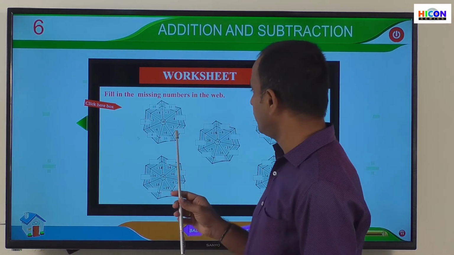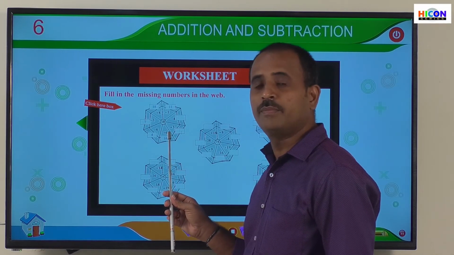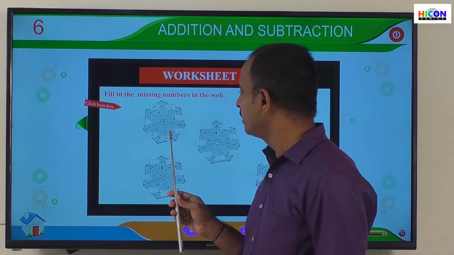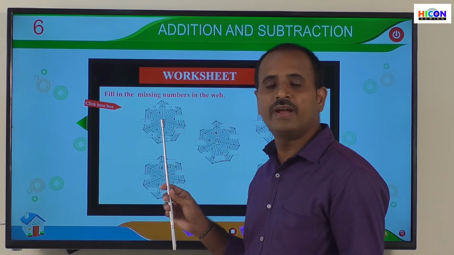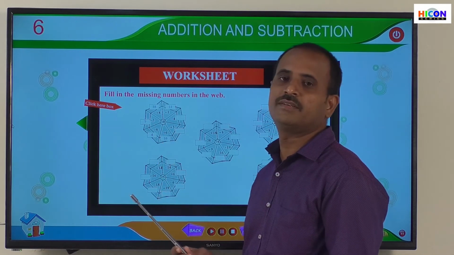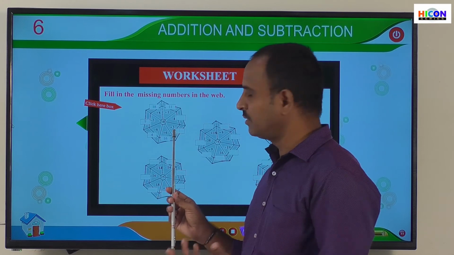So next number is 3. And what is the symbol there? Plus. Plus means addition. Add 3 to 10. How can you add 3 to 10? So same way. So open 3 fingers.